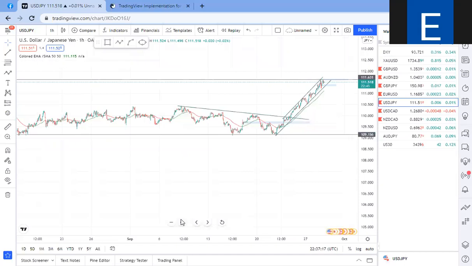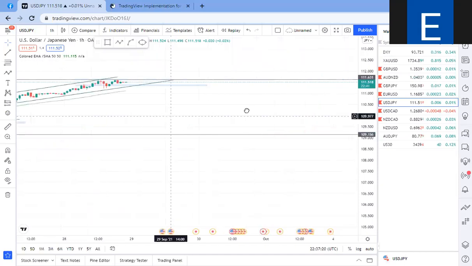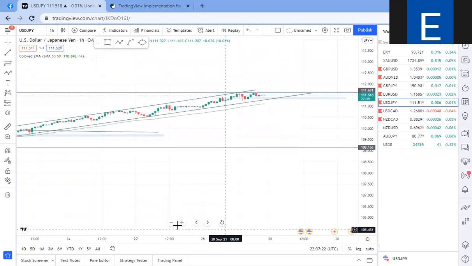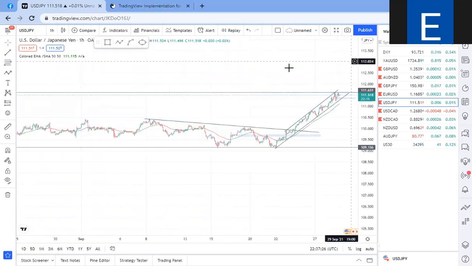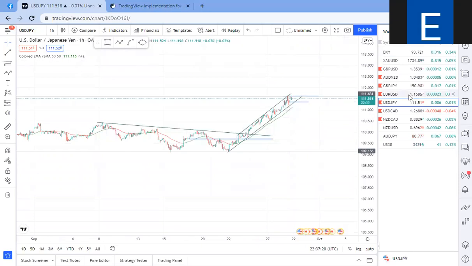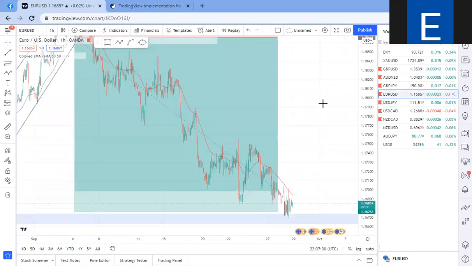So this is a very nice area. I'm going to be looking at this, just observing and seeing how it plays out. So any more questions?